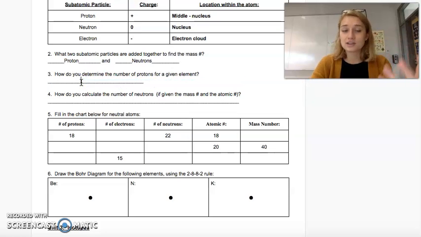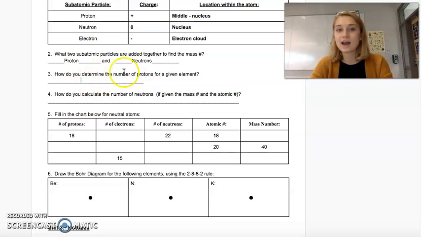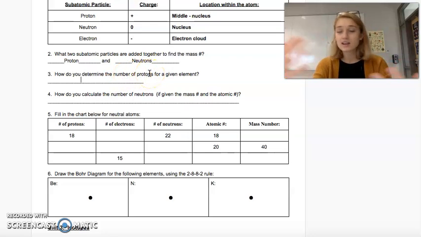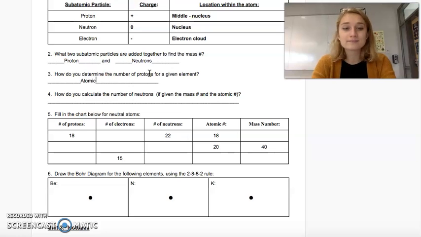So if I add those two things together to find the mass, how can I find the number of protons? I could do the mass minus the number of neutrons. That would work just fine. Or, really the easier way, same as the atomic number. Right? My number of protons, that atomic number, are always the same. Regardless if it's an isotope, an ion, my protons never change. So if I change my protons, I change the element.